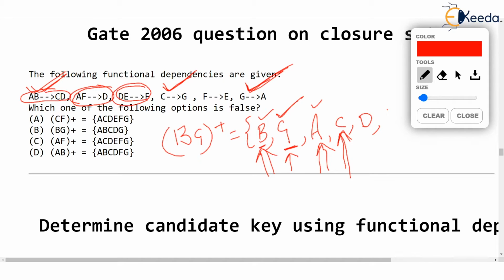Can you use this? F derives E. I mean, can we pull out E? How can you pull out E? Because F itself is not there. See, the left hand side of this FD itself is not there in the closure set. Then how can you use this FD? And you can't say that E set.